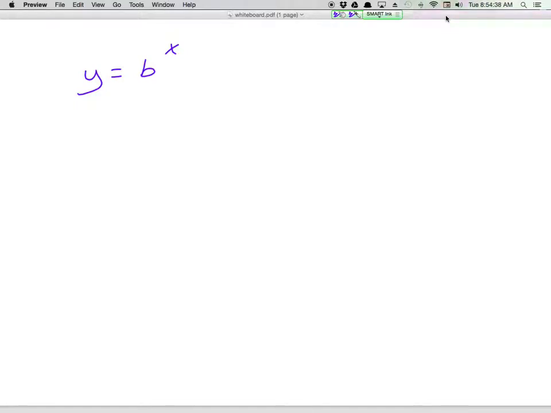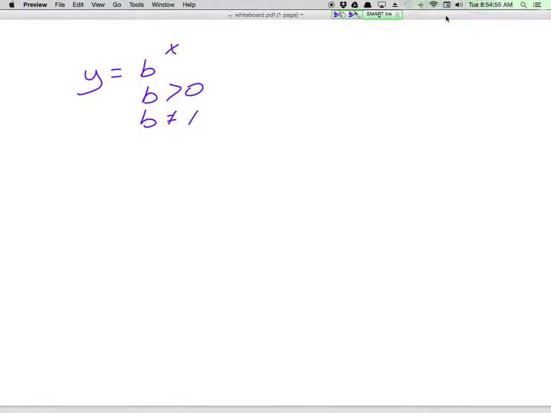What do we call b? It is our base. And what are our restrictions on that base? It has to be greater than 0 and it cannot be equal to 1.